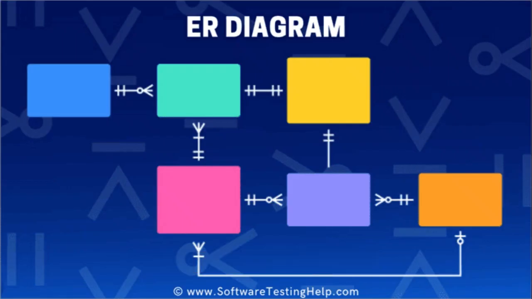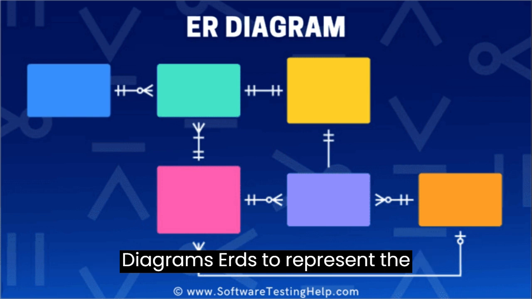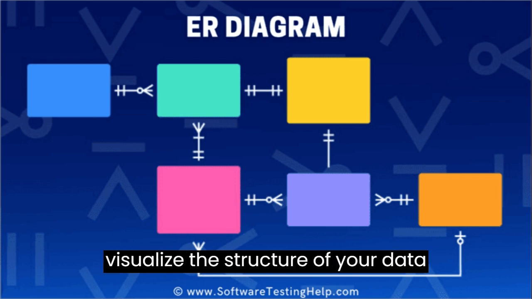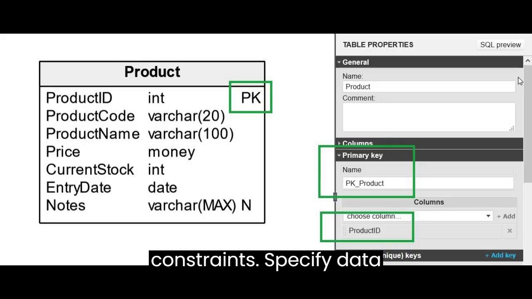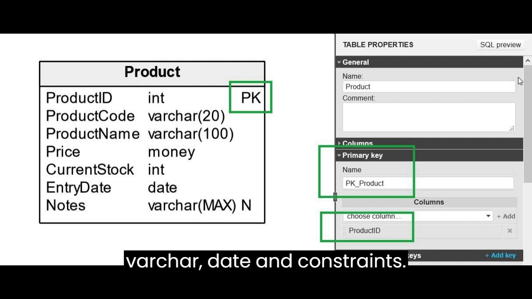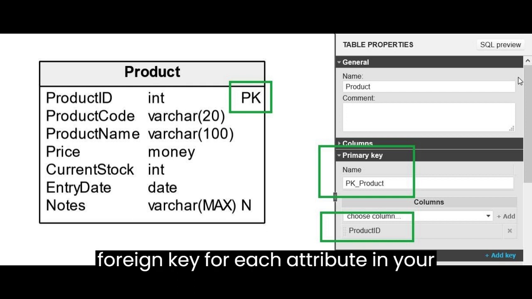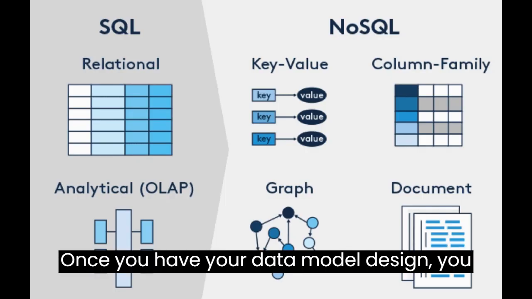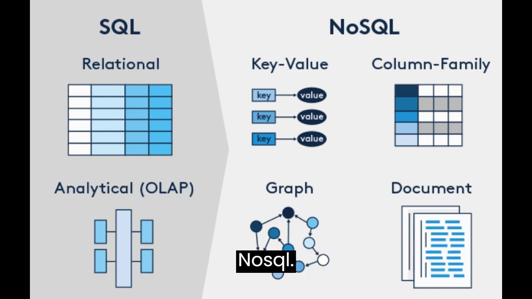Create diagrams. Use visual tools like entity relationship diagrams, ERDs, to represent the relationships and attributes of your entities. ERDs help you visualize the structure of your data model. Data types and constraints. Specify data types, for example integer, varchar, date, and constraints, for example unique, primary key, foreign key, for each attribute in your data model. Implement. Once you have your data model design, you can implement it in your chosen database system, for example SQL, NoSQL.